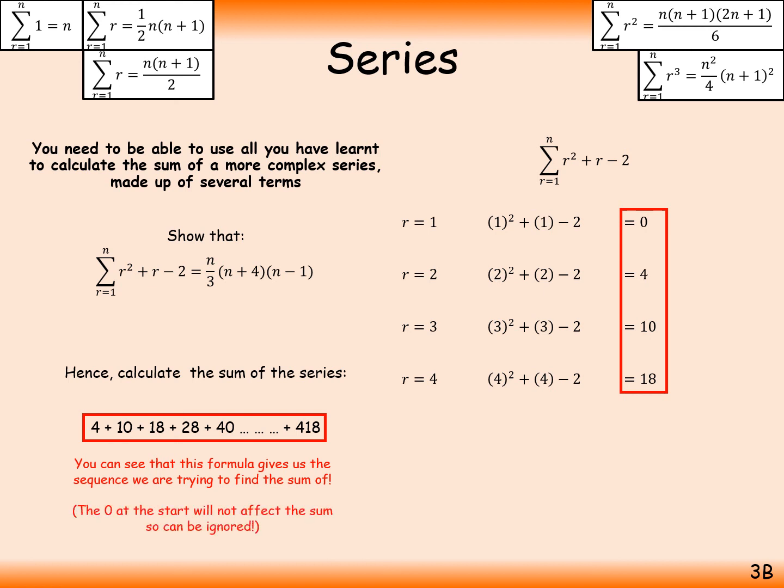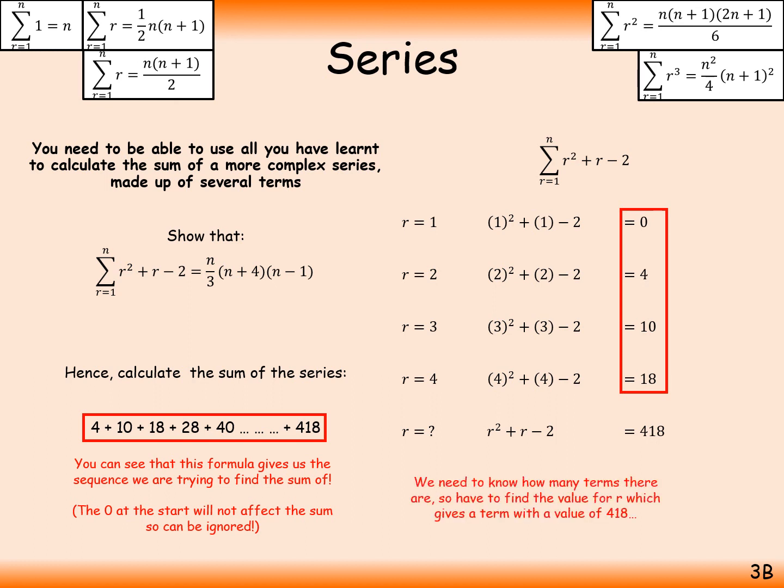The 0 at the start will not affect the sum, so it can be ignored. And we go all the way up to r equal to r. Okay, and in this case, the last one is 418. So first we need to know how many terms there are. So we have to find the value of r which gives us the term with the value of 418.